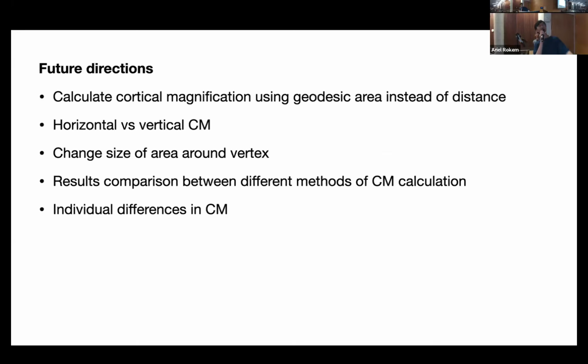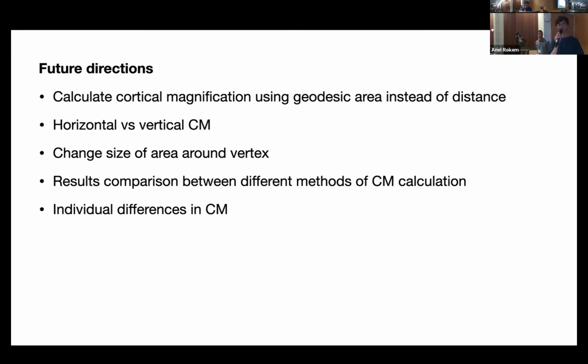So future directions here, just to wrap up, we had considered calculating the cortical magnification using geodesic area instead of distance, because the area would give a truer representation of the magnification of the translation from the retina or visual area to the cortical area. But we didn't really have time for that. And then Noah also suggested we investigate the difference in magnification between horizontal versus vertical meridians. Again, didn't have time for that, sorry.